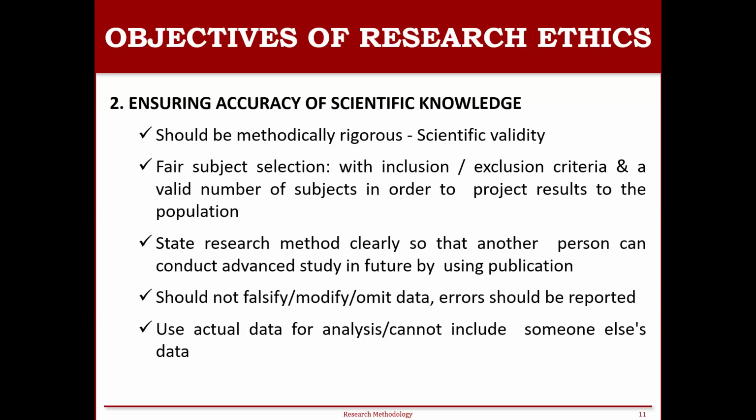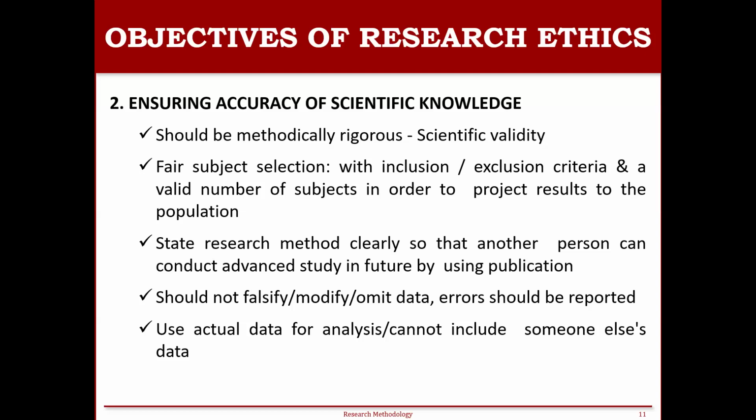The research method should be clearly stated when it comes to research ethics. And another very important thing is, we should never do these things, right? We should never omit data. We should never falsify the data. We should never modify our data, right? That is a big error, and most students make it, right? If there is a mistake, we must report it accurately, right?